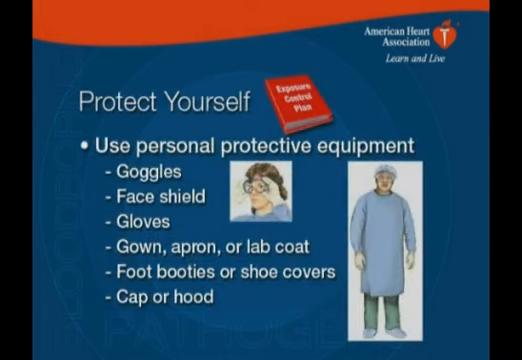If you must help someone who is bleeding or be around blood or blood-containing materials, there are things you should wear to protect yourself. This personal protective equipment may include goggles, face shield, gloves, gown, apron, or lab coat, foot booties or shoe covers, and a cap or hood.